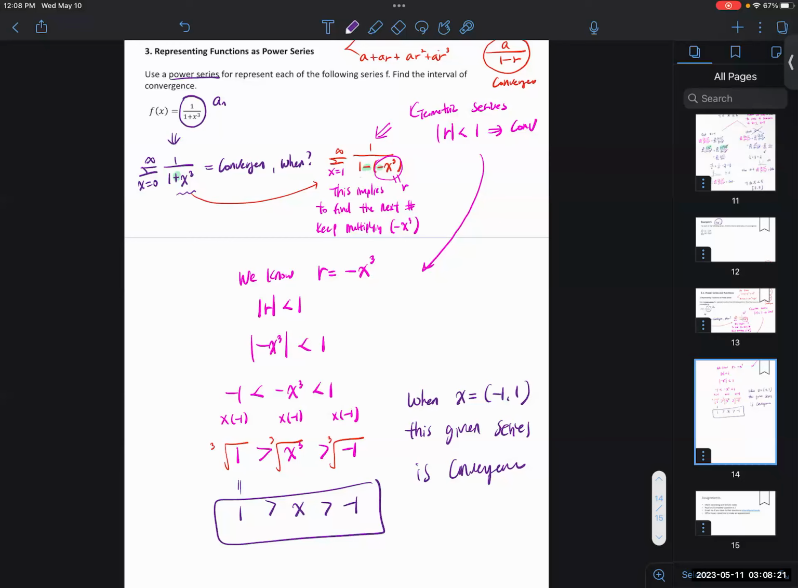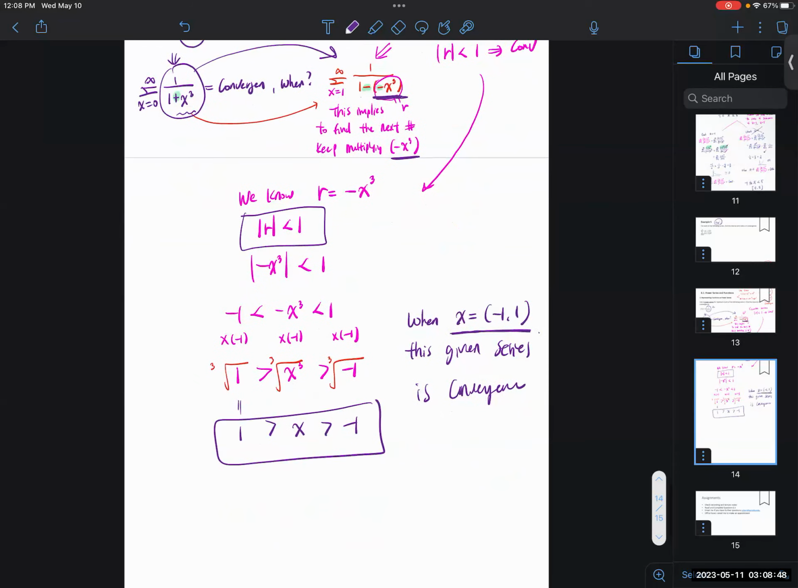So sometimes you don't need to use the ratio test. Sometimes you can use the characteristic of the geometric series. Whenever the absolute value of the common ratio is less than 1, that's going to be convergent. So according to this, you can modify and find the common ratio, which is negative x to the third, and then utilize the convergence characteristic of the geometric sequence, then you can find the interval for x. So that's it. And that's how we finish 6.1.